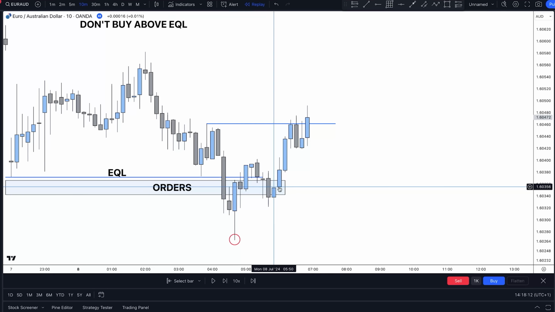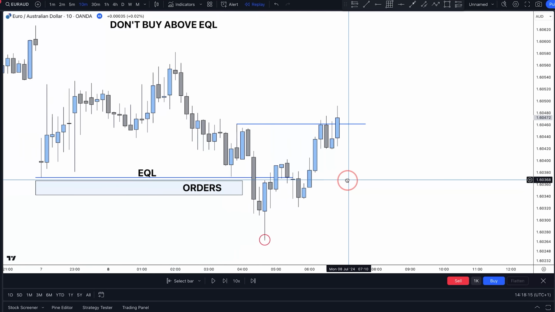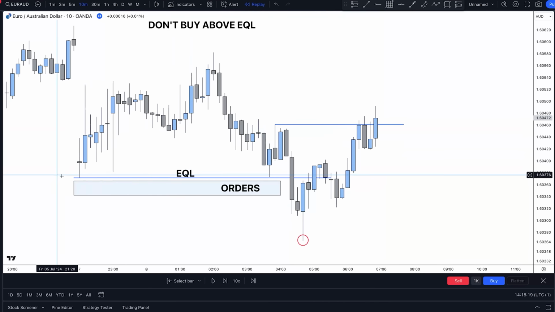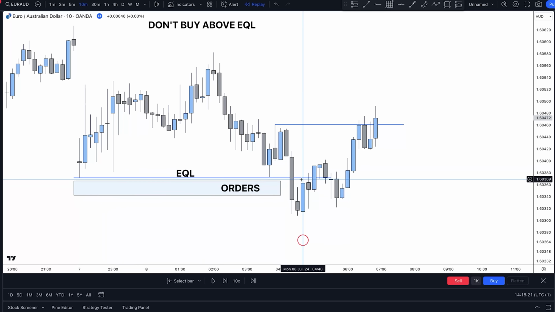So from this point onwards, we can start to use other concepts like structure and supply and demand to identify our setups. First of all, we saw a sweep of the equal low liquidity.